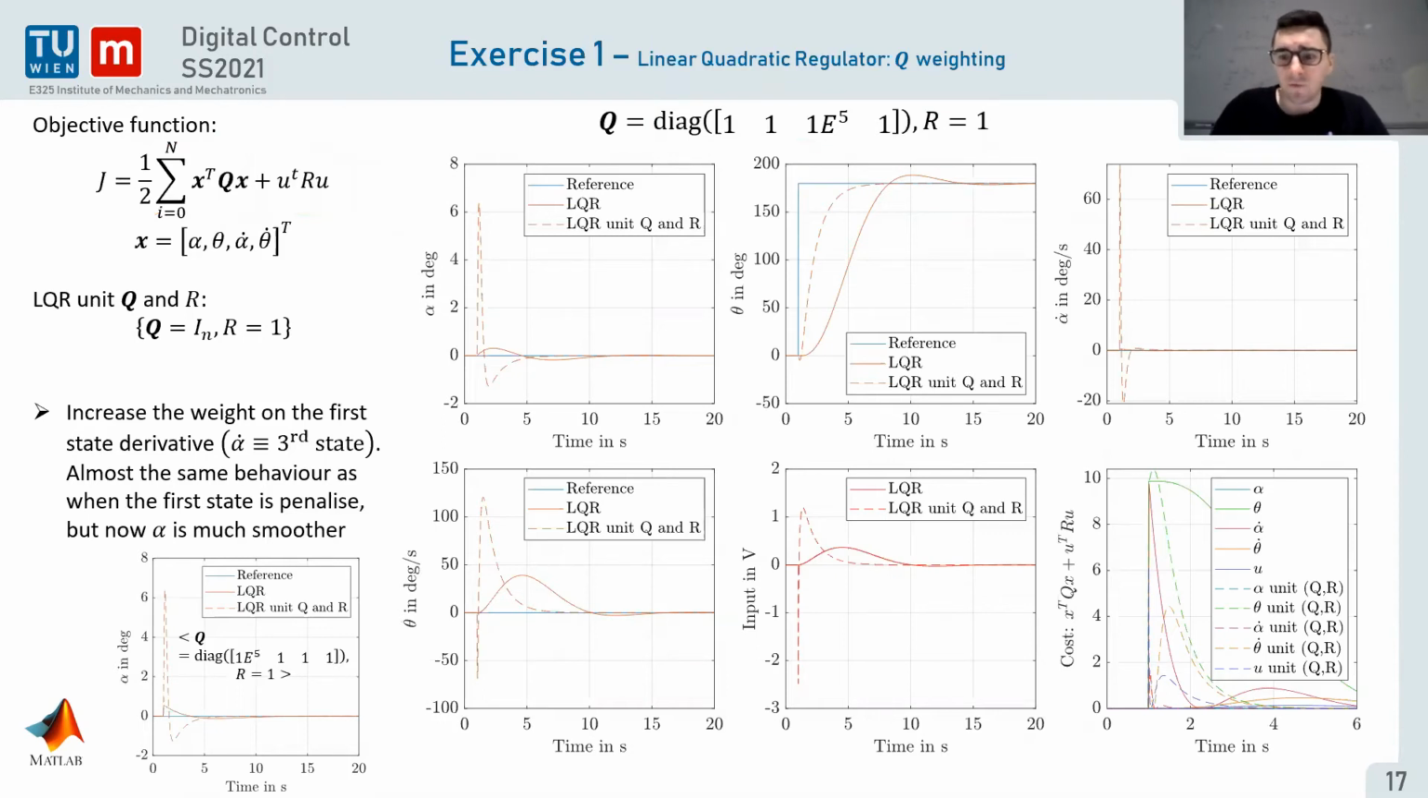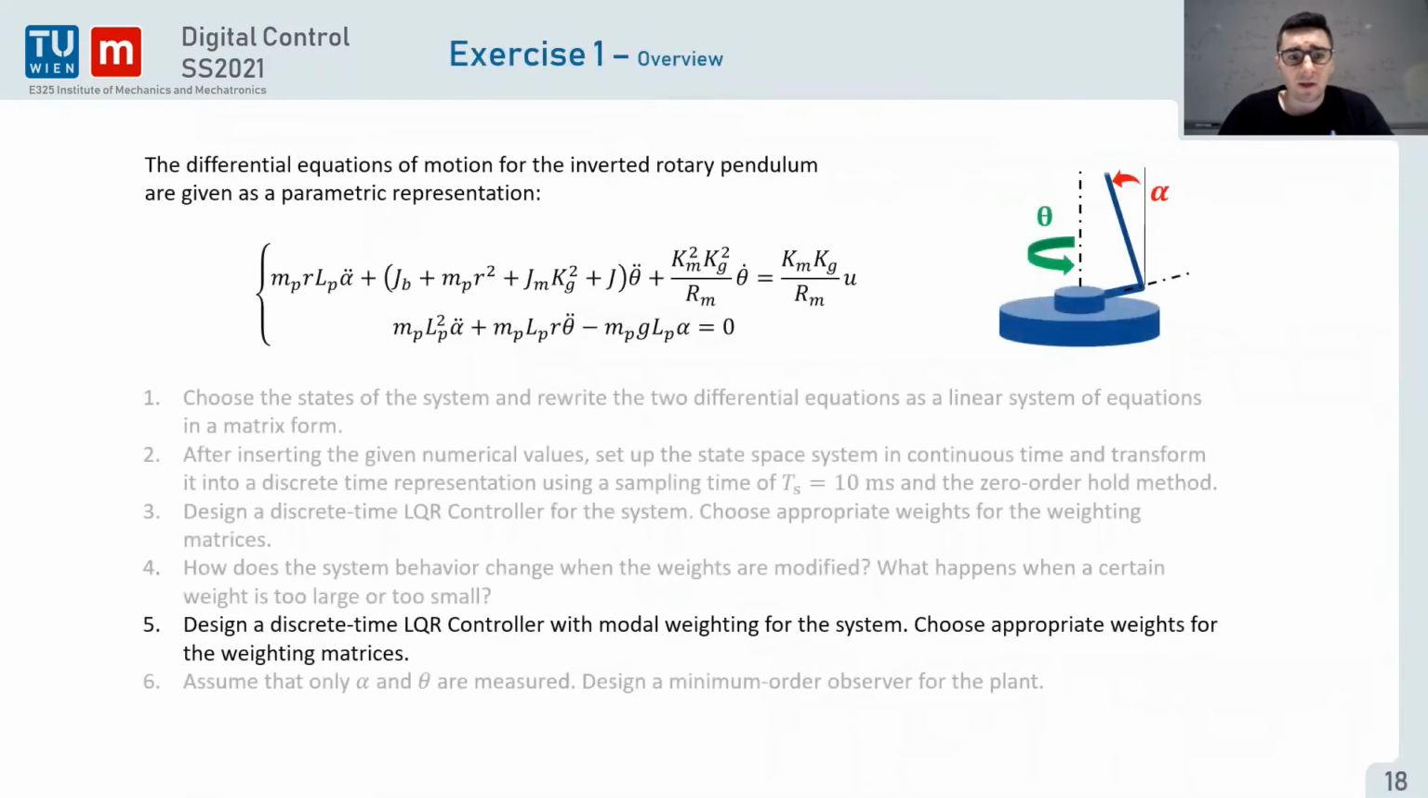Okay, right. So if there's no question, we can now continue with designing a discrete time LQR with modal weighting. The idea of modal weighting is that instead of weighting the states one by one, we're just going to weight the eigenmodes of the system, so eigenmodes of J.